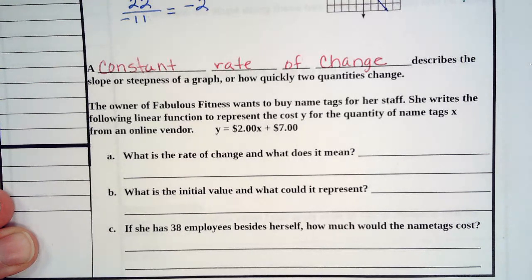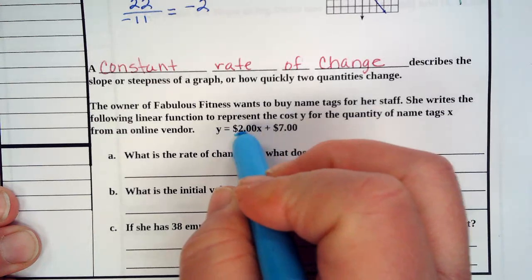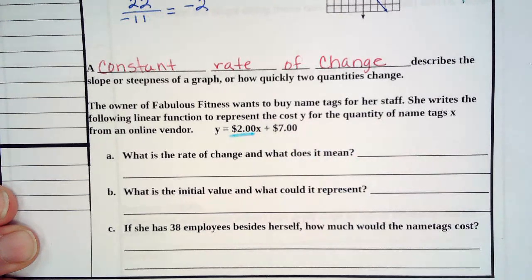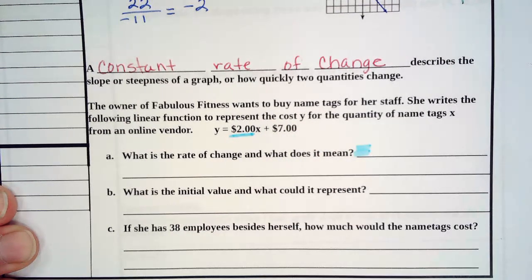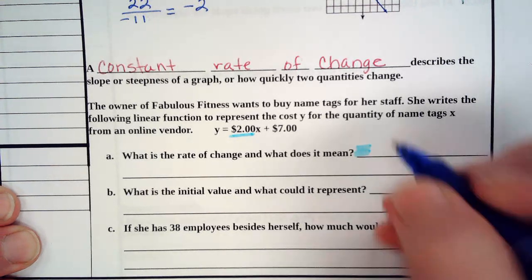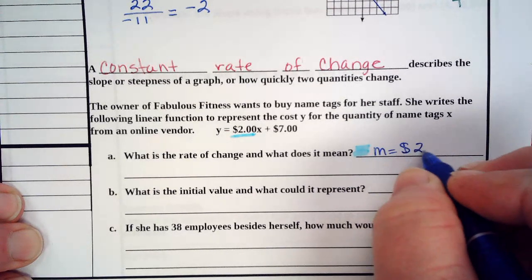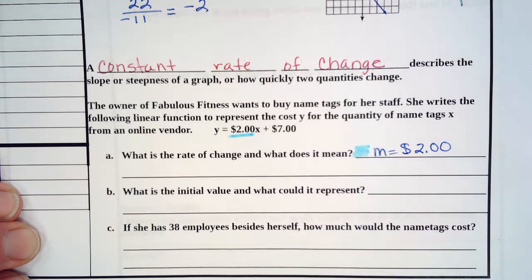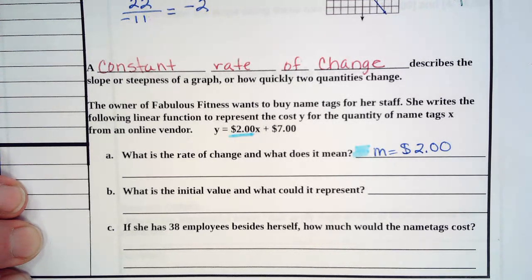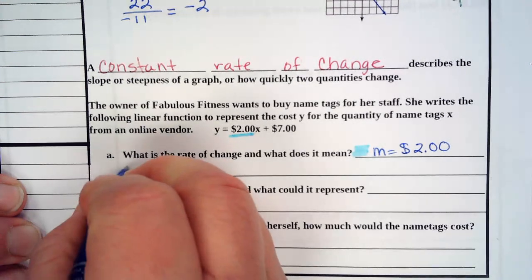If we're looking at rate of change, if we're looking at slope, this is in y-intercept form. Our slope is what? Our slope is $2. What does that mean? Well, it means that each of the name tags will cost $2.